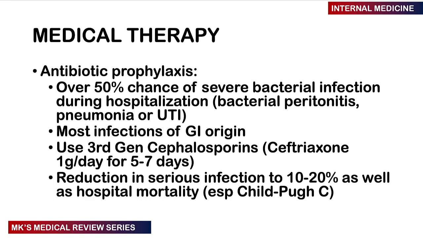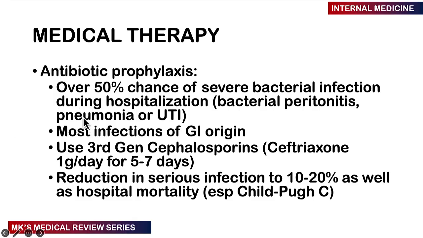an acceptable range. In terms of the medications that we give, antibiotic prophylaxis. Remember that 50% of patients admitted with chronic liver disease are at high risk of severe bacterial infections. They're at high risk of developing SBP, or spontaneous bacterial peritonitis. Most of the patients coming in with routine paracentesis are at risk of pneumonias and UTIs. Most of the infections come from the GIT, so you want to cover them with a third-generation cephalosporin. Ceftriaxone is a very common drug that's used, 1 gram per day. You can give it for 5 to 7 days.